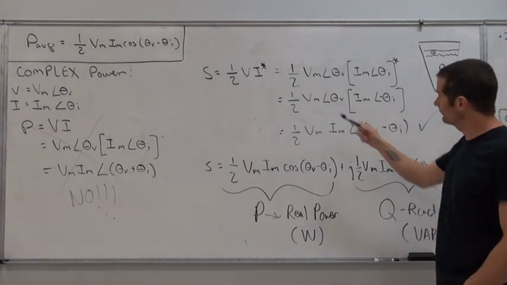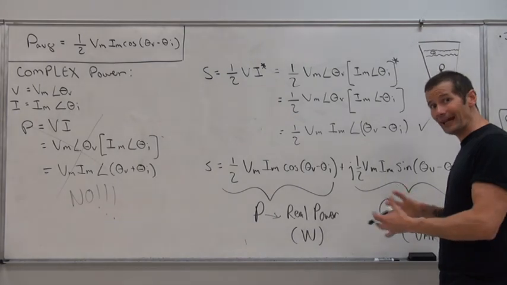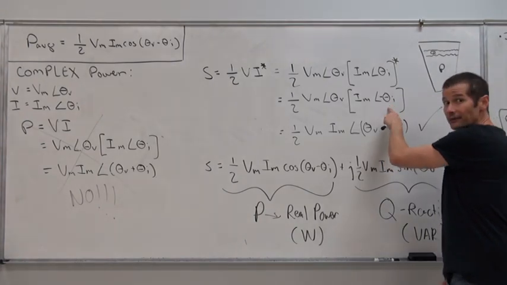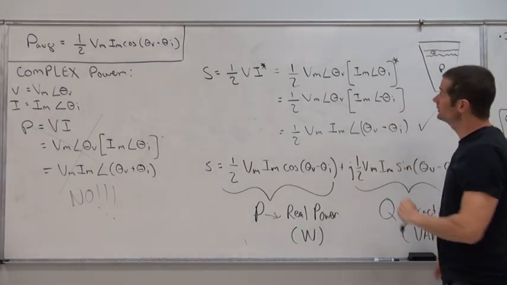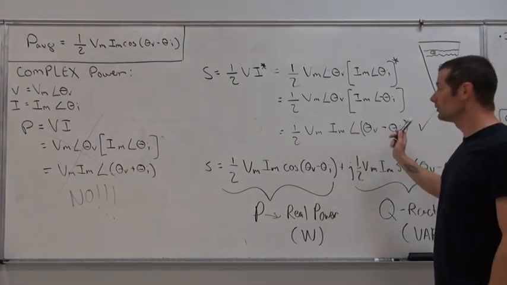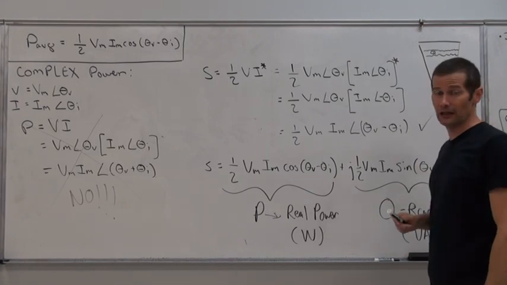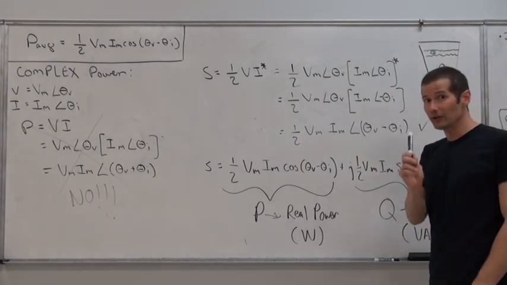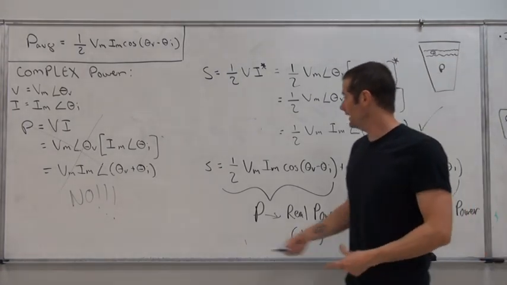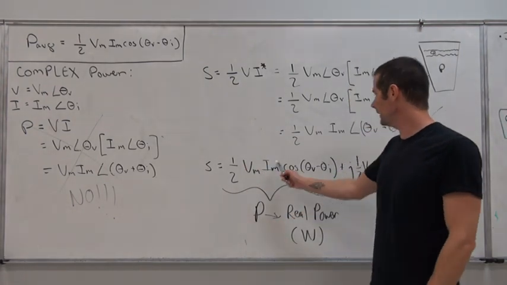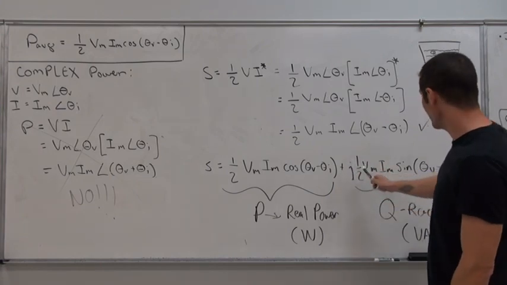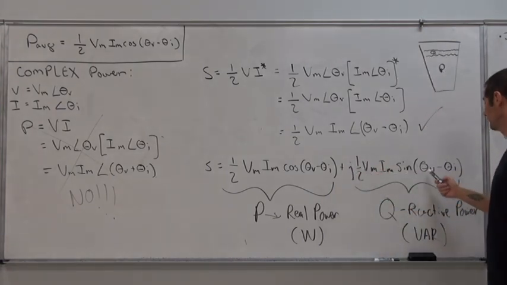Now we know with polar numbers that those phase angles add together. In this case, we're going to add together theta v with negative theta I. So when we perform this calculation, we get 1/2 Vm Im at an angle of theta v minus theta I. And once we expand that by Euler's identity and convert it into rectangular form, then S is equal to 1/2 Vm Im cosine(theta v minus theta I) plus j 1/2 Vm Im sine(theta v minus theta I).